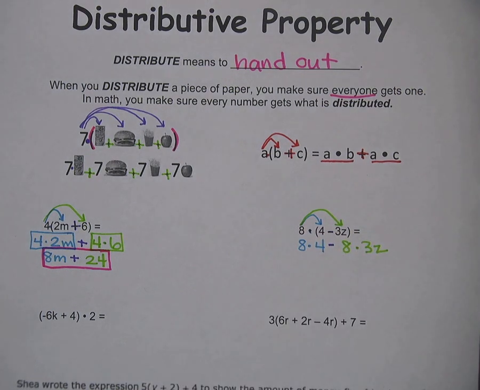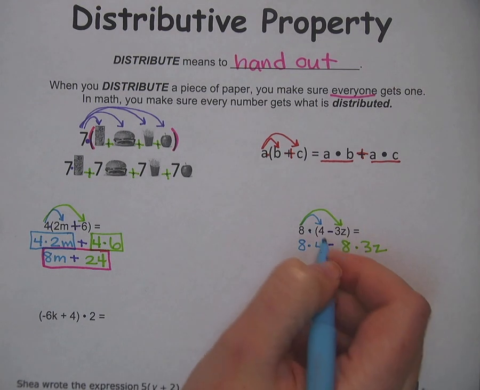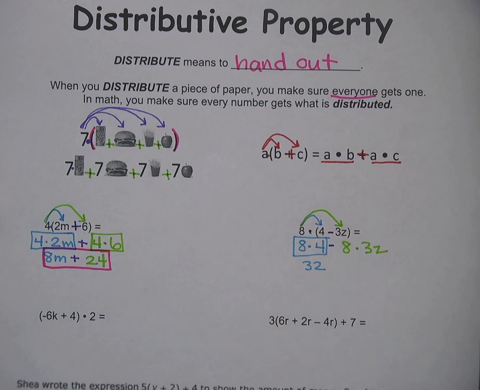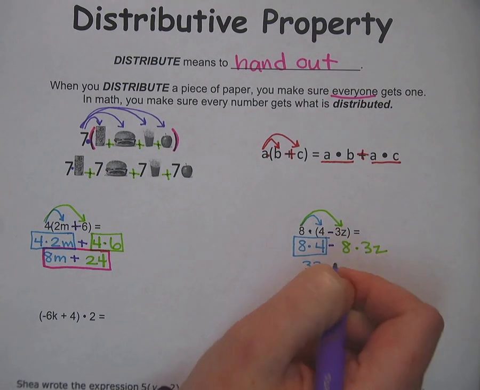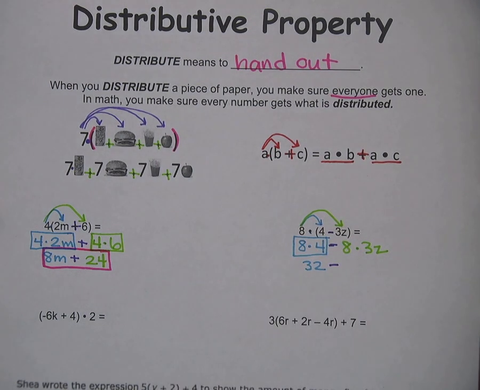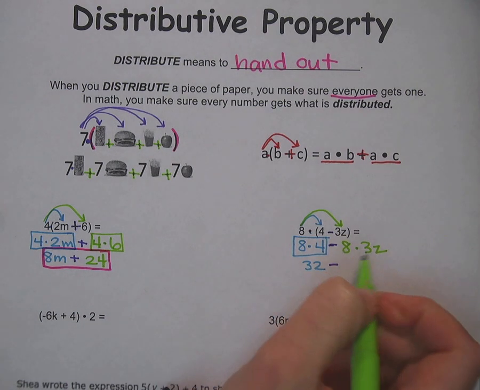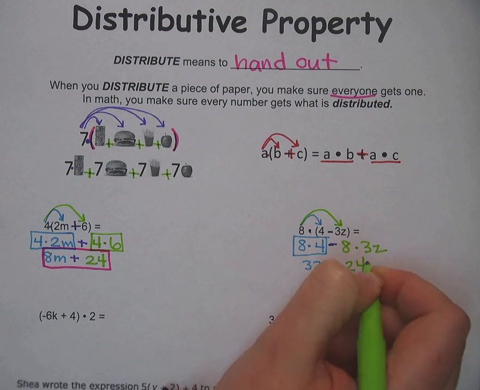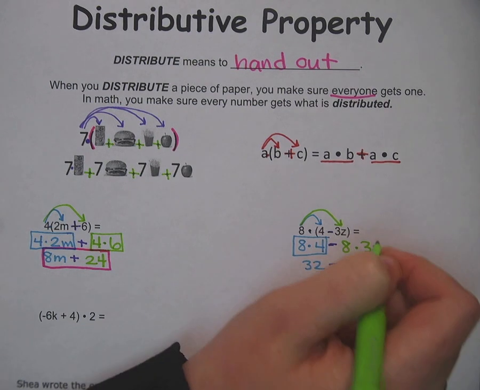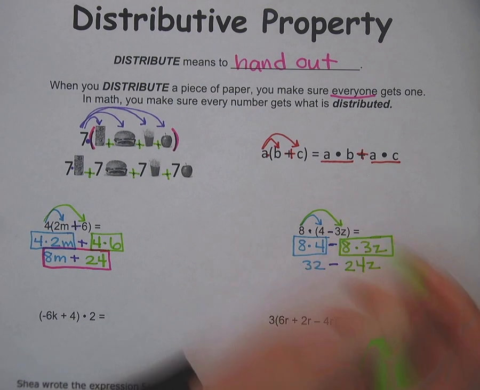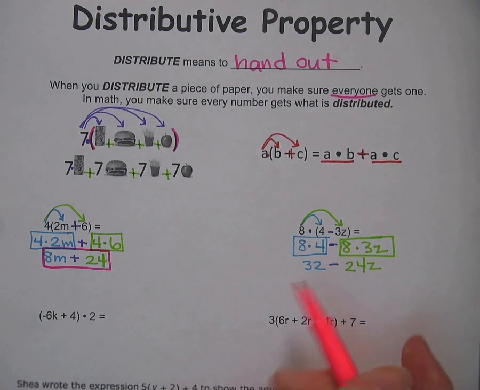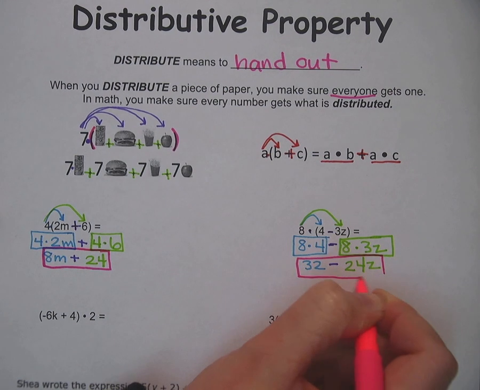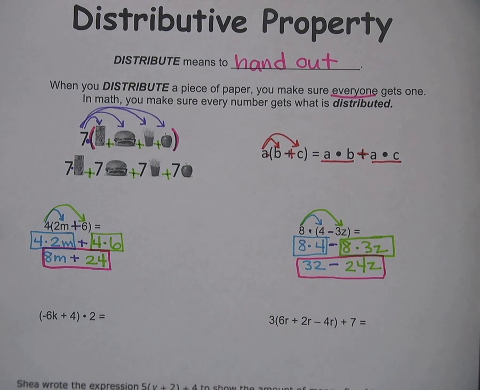And then I can solve my multiplication. I have 8 times 4, which is 32. My minus sign stays the same. And then 8 times 3, we just do the regular multiplication. 8 times 3 is 24. And then my z stays there. And that is my final answer. I cannot do this subtraction because one has a letter and one does not. So we are good to go.